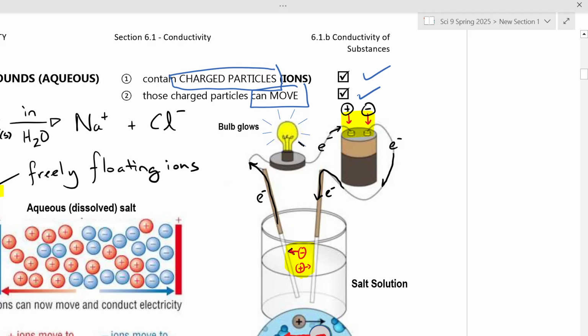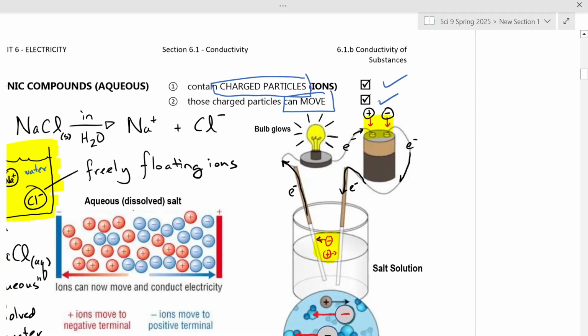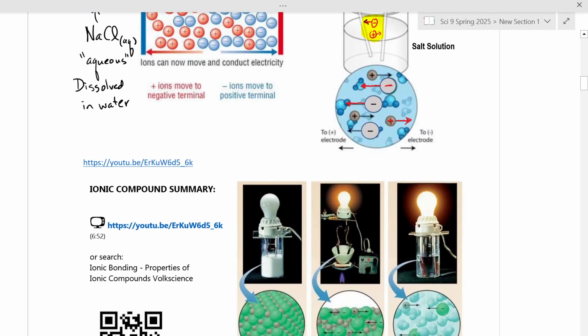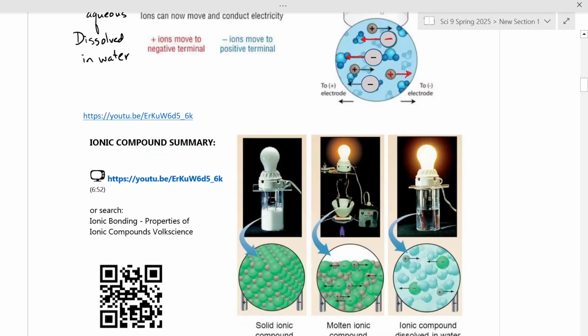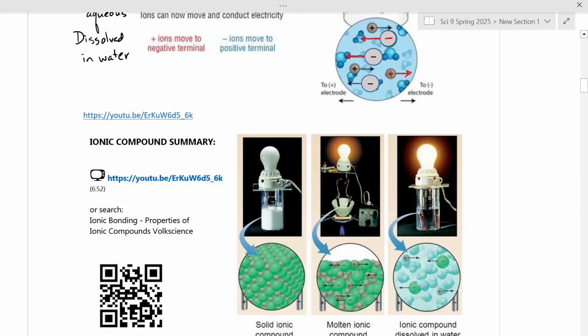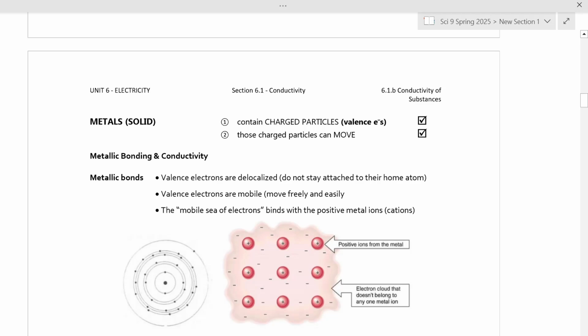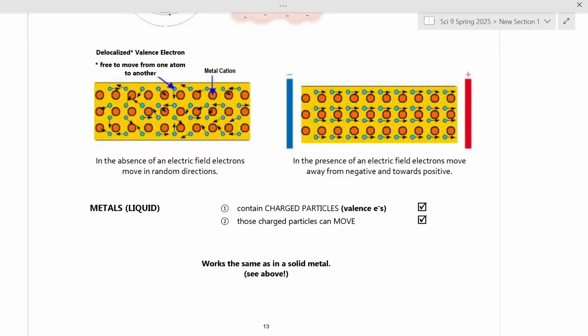And our light bulb, lo and behold, it glows, just like we saw in our little demonstration a minute ago. We're not going to watch this video right now. If you're interested in ionic compounds, you can watch that video. We are now moving on to where it says metals at the top of the page. This is page 13 if you've not yet labeled it. And I'm going to go grab a stick of copper.